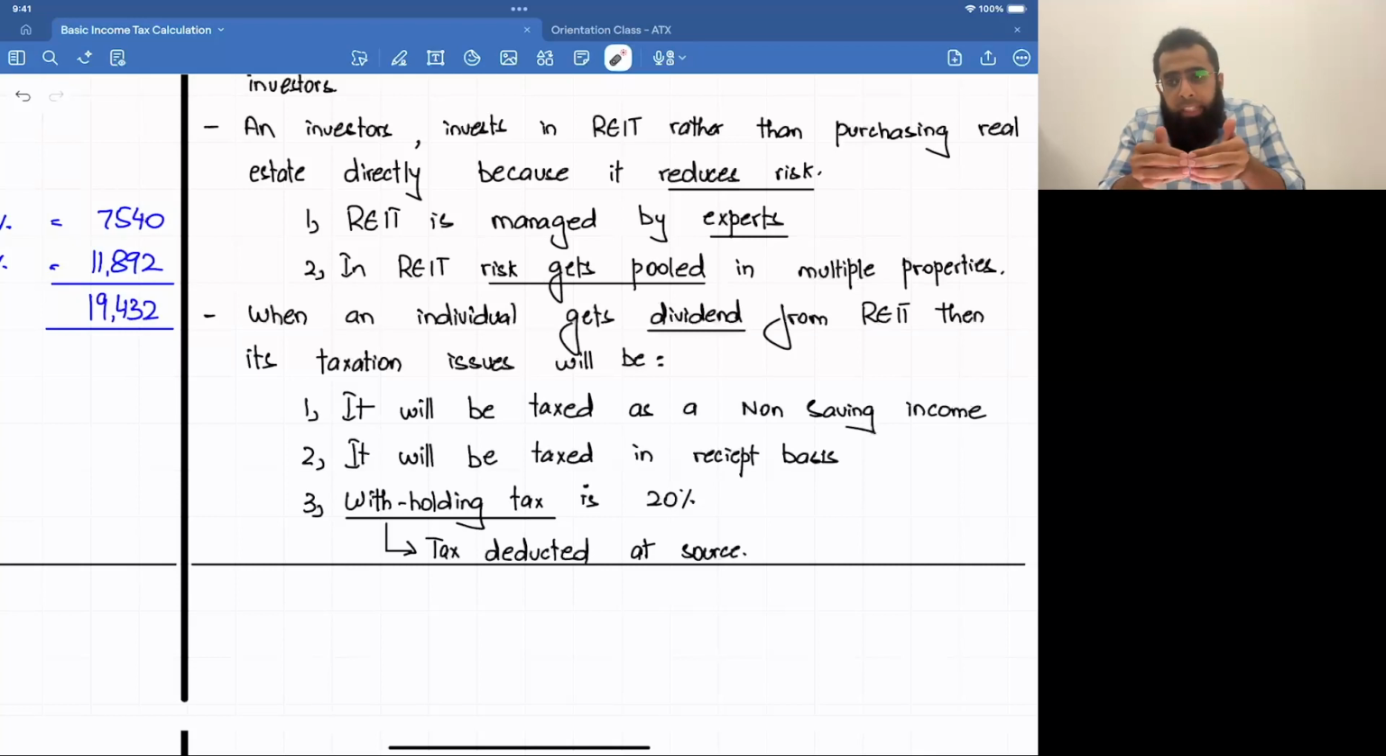Whenever a real estate investment trust will be paying you a dividend, they will deduct 20% and give it to the tax department as an advance tax on your name.